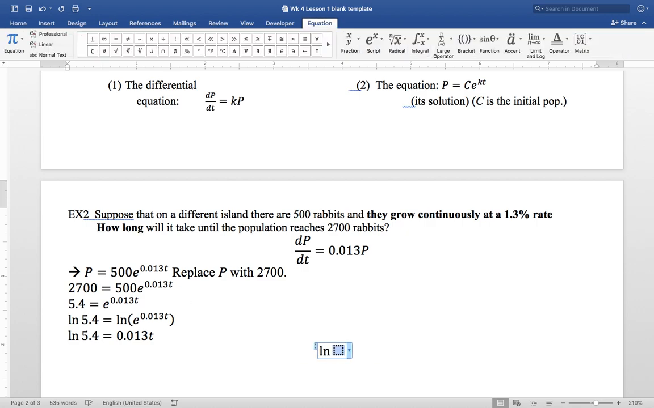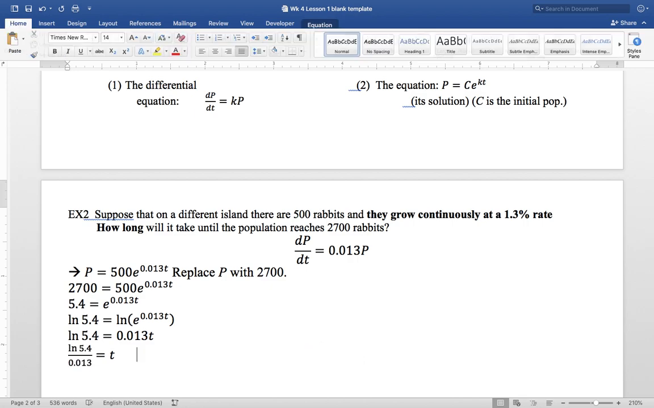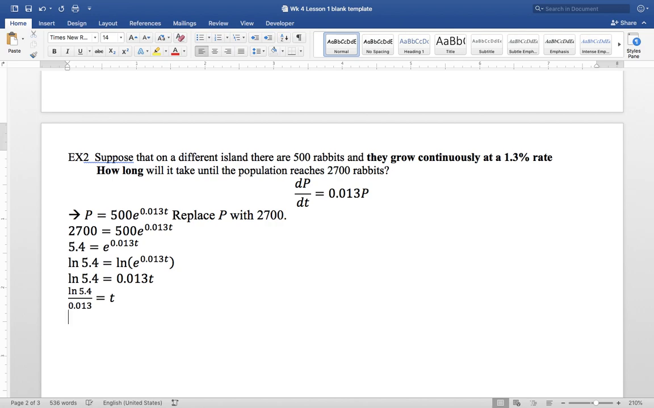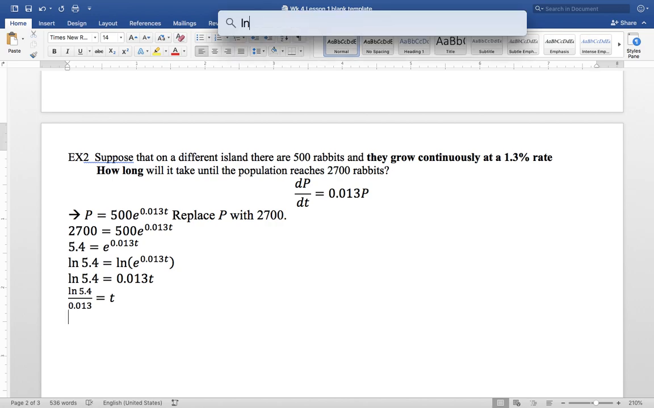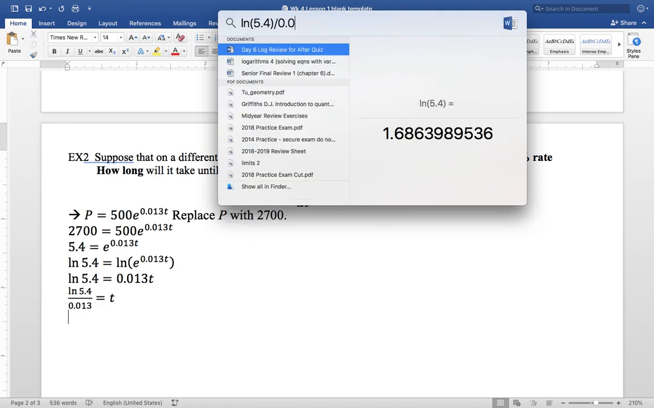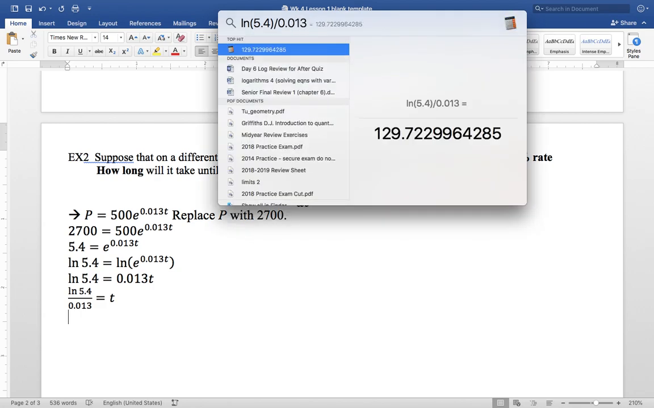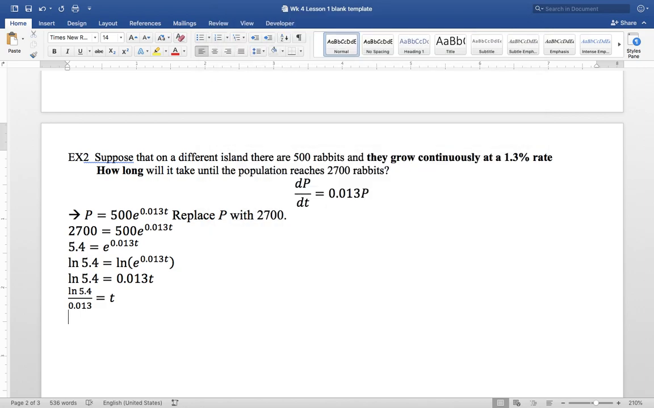So ln of 5.4 over 0.013 is equal to t. But we should ask for a decimal approximation of that. Natural log of 5.4 divided by 0.013 gives me 129.72.